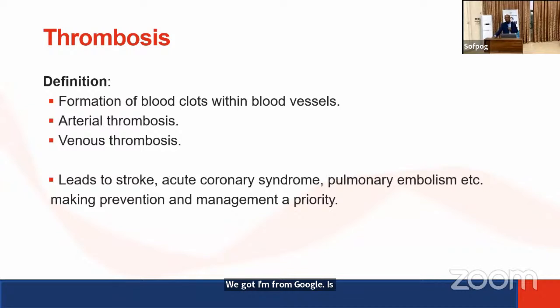The commonest form of thrombosis that we know is arterial thrombosis, then venous thrombosis. When we talk about arterial thrombosis, ischemic stroke is a form of arterial thrombosis. And acute coronary syndrome, either STEMI, non-STEMI, or unstable angina, are all forms of arterial thrombosis. And when it comes to the venous aspect, these are all serious complications or diseases that we have to address in prevention and management, so that we improve outcomes for our patients.